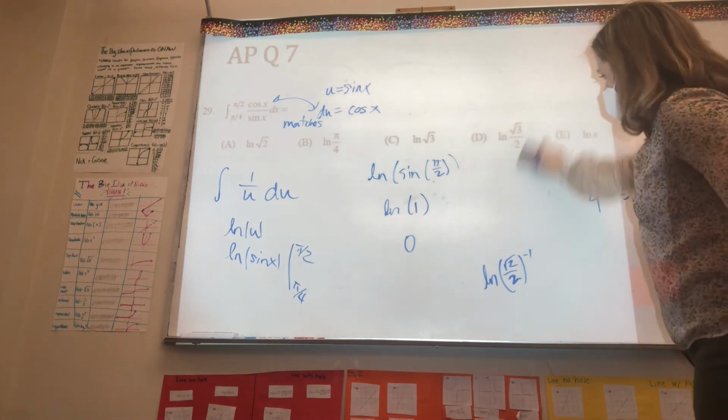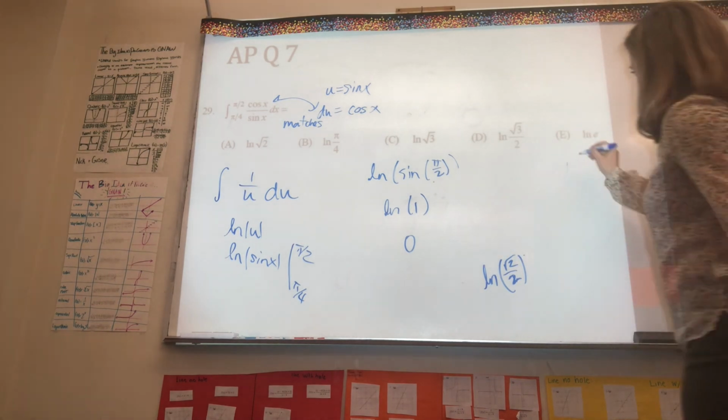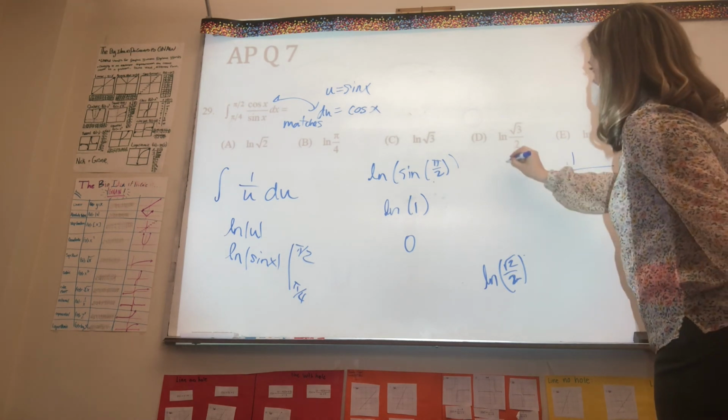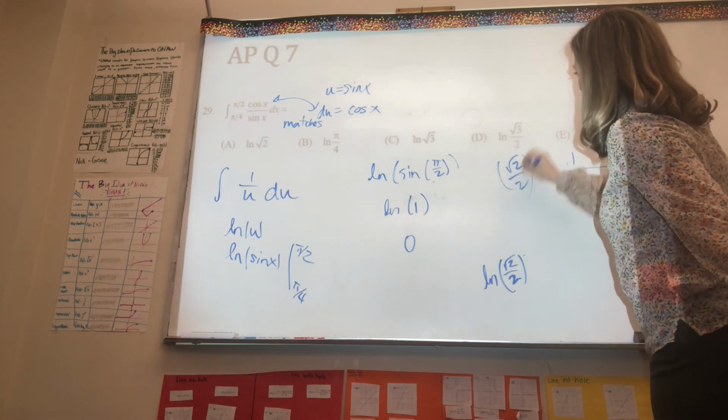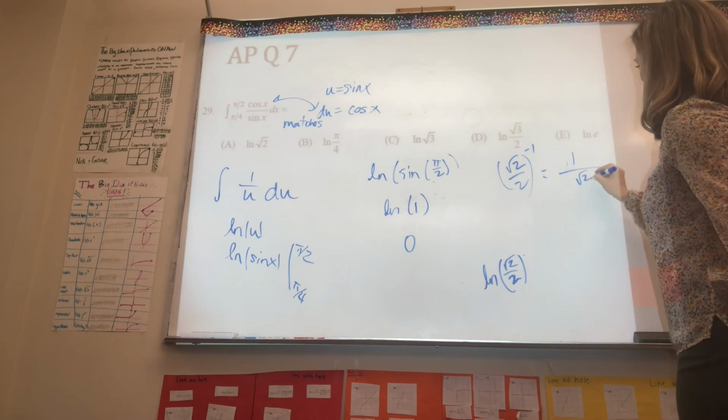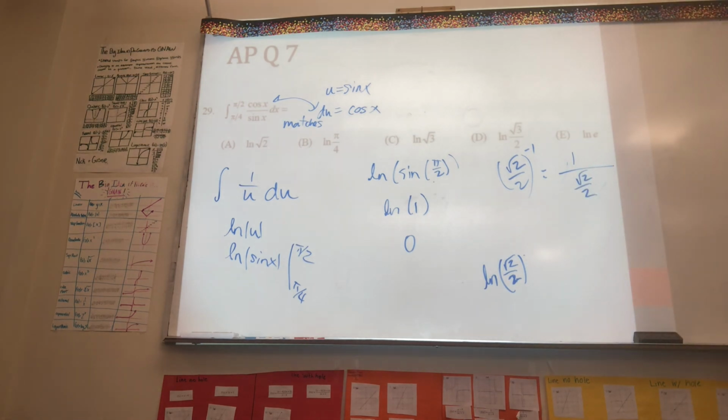So let's ignore the ln. Root 2 over 2 to the negative 1 is 1 over root 2 over 2. So question, if it was negative 2, it'd be 1 over that squared. Wait, so then how does that equal ln of? Yeah, let's keep going. It's going to be a few steps. Stay with me.